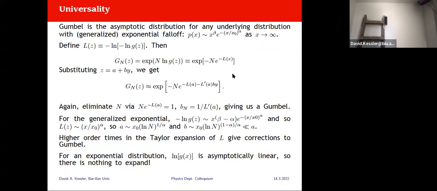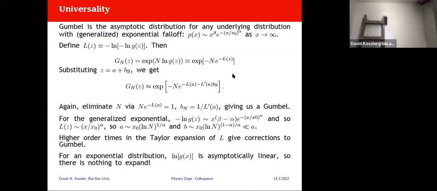All right. So for a generalized exponential, you have e to the minus x over x naught to the alpha, where alpha is an exponent, and so L is x over x naught to the alpha. A therefore is x naught log n to the 1 over alpha. B is x naught log n to the 1 minus alpha over alpha, and that's much, much less than a for all these exponential distributions. Okay, and then you can get higher order terms by just continuing the Taylor expansion as many terms as you feel like. And with Mathematica, you can do 4, 5, 6, 7, 8, 9 terms, whatever you feel like.